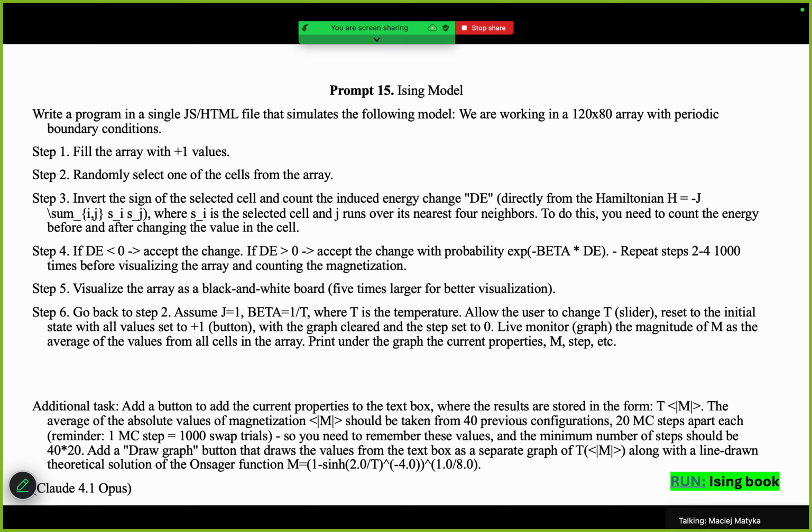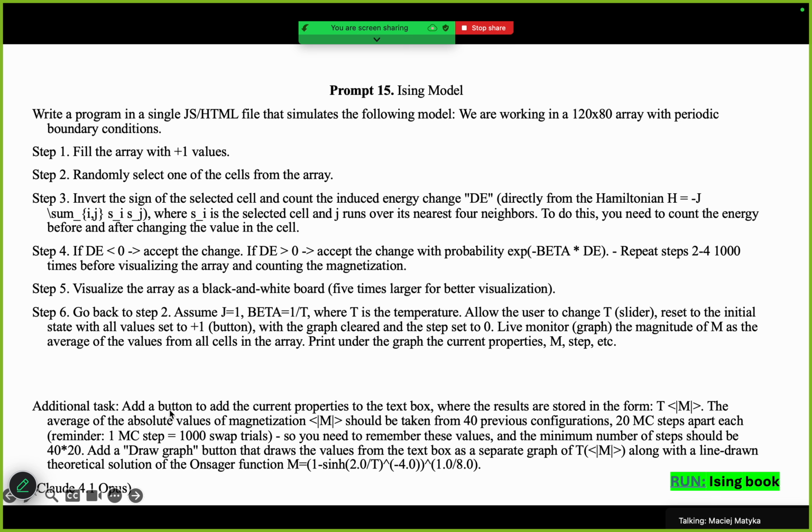For instance, here is a single prompt from the book. This is basically how it looks in the book for a specific model. This is prompt number 15, Ising model, the typical standard Ising model. Okay, so you can read. It is like: write a program in a single JS file. Following the model, we are working on the array with periodic boundary conditions. Fill the array with +1 values. Randomly select one. So this is the typical Ising model. I will not go into details. There is some additional task.